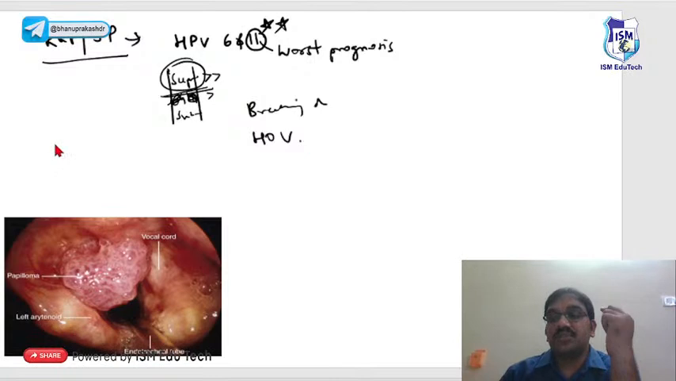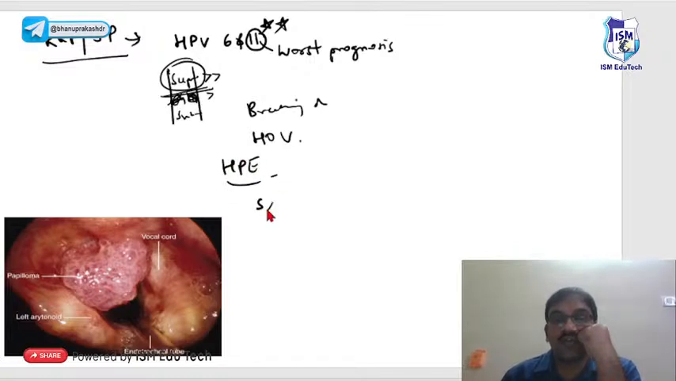So take a biopsy and send it for histopathological examination. And later, after confirmation, plan for surgical excision. Of course, recurrence is a very known issue here. Newer methods are the laser and debrider. So that's a different issue.